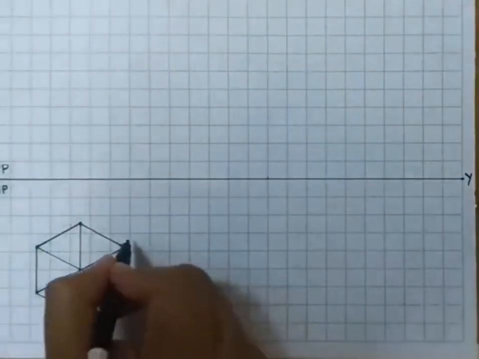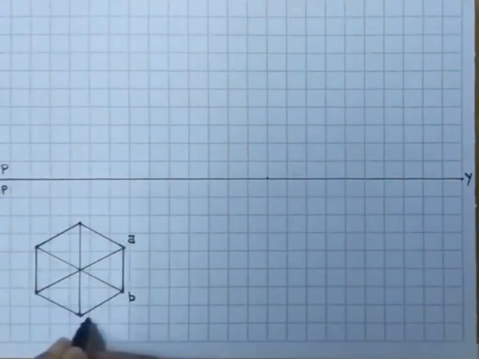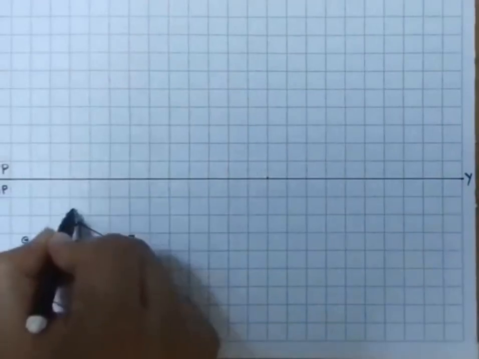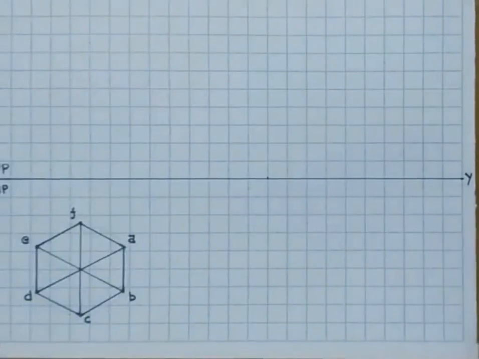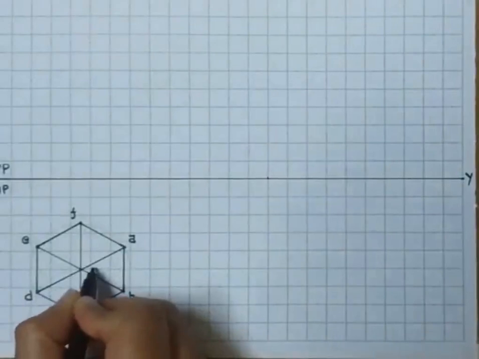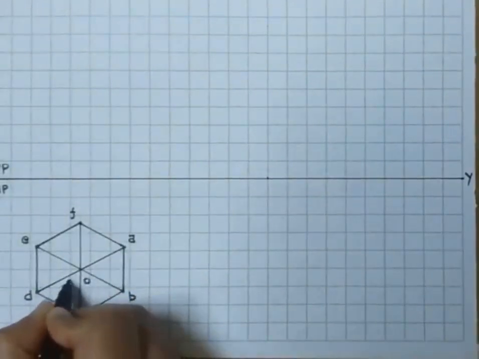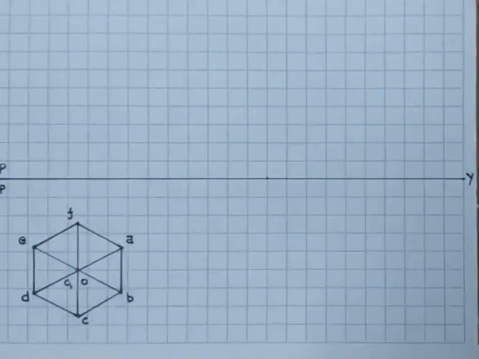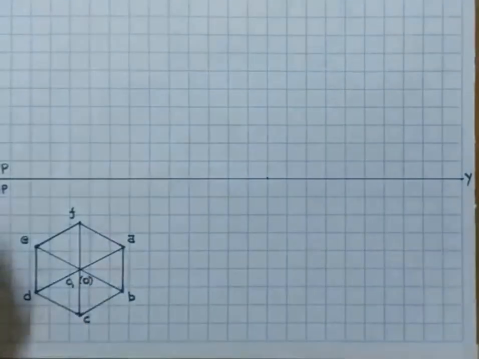Let me name this as A, B, C, D, E and F, and in the top view we are going to name the apex as well as the base. I'll name the base center as O and the apex as O1. Since the center of the base is invisible, I am going to keep it inside brackets.